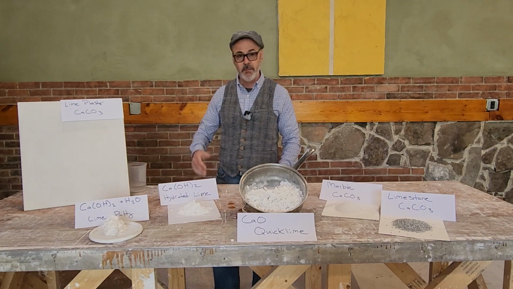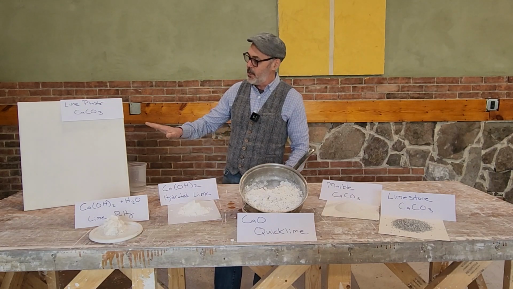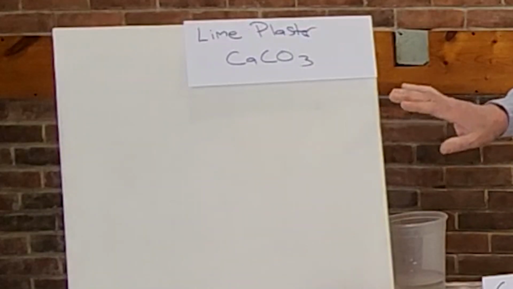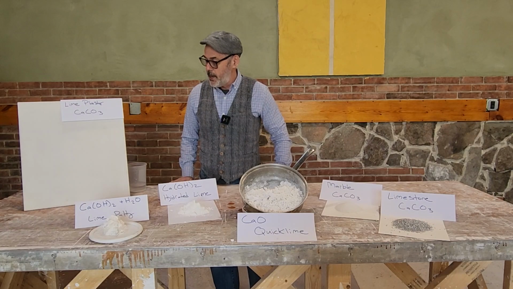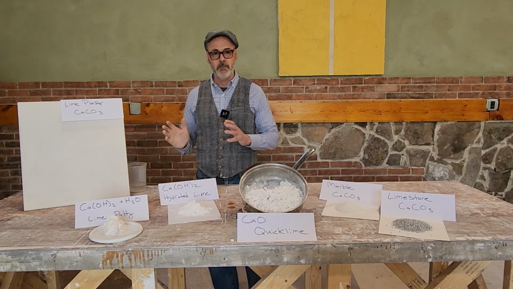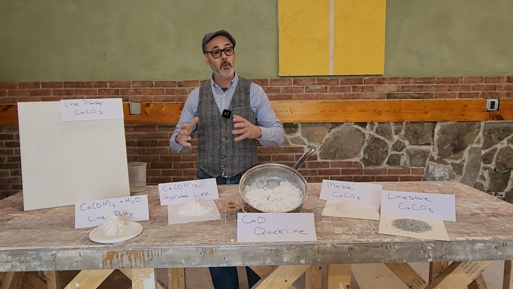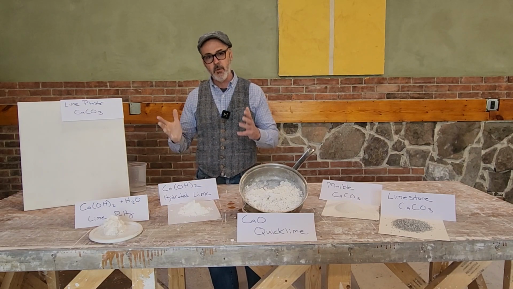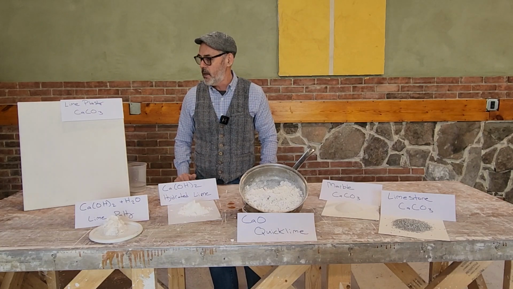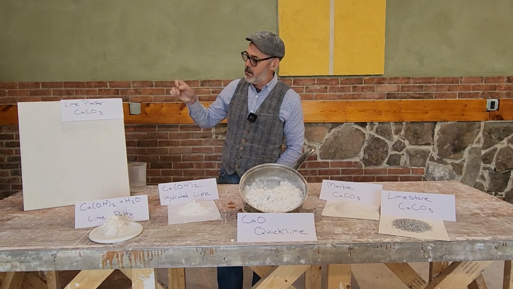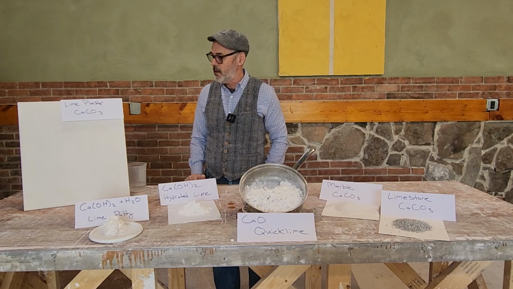Well, the next step would be the application of these materials. And here we have a finished sample of a lime plaster. When lime is applied either as a plaster or as a mortar, over a much slower process called carbonation, it will reabsorb carbon dioxide from the atmosphere, and the resultant material is calcium carbonate.